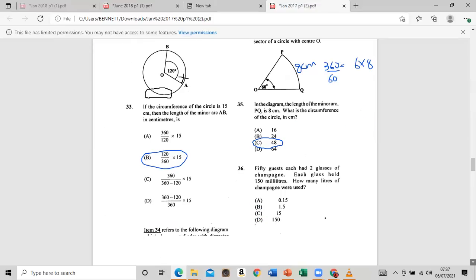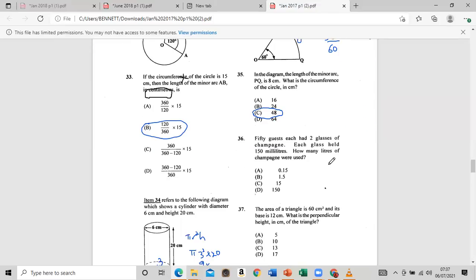Alright, this one now. 50 guests each had 2 glasses of champagne. Wow, that's what Mr. Benny should be drinking right now, celebrating you guys' distinction.